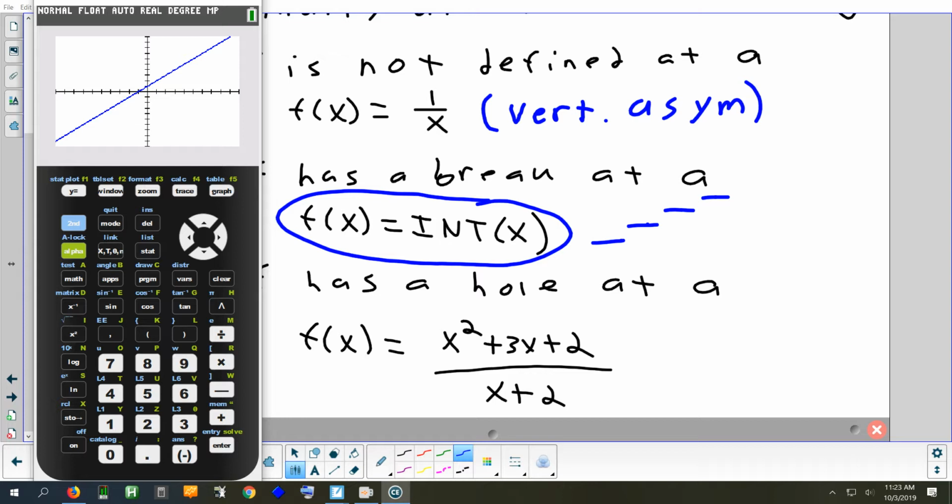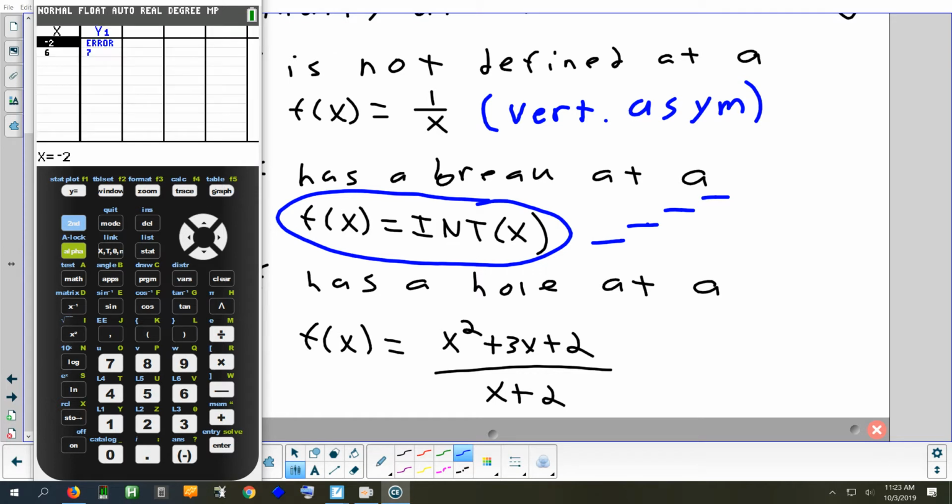0. Or negative 2. Negative 2. If you go to the table and you type in negative 2, well, it's already there. It says error. So there is a hole there. There's no value at negative 2. But if you go negative 1.999, that's fine.